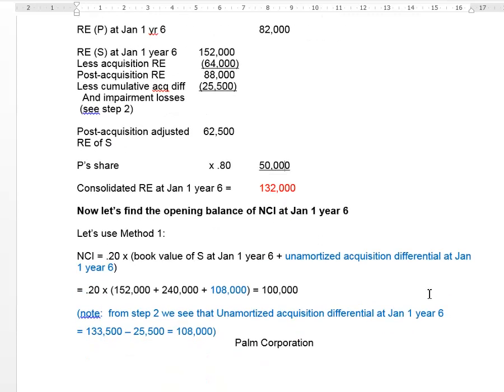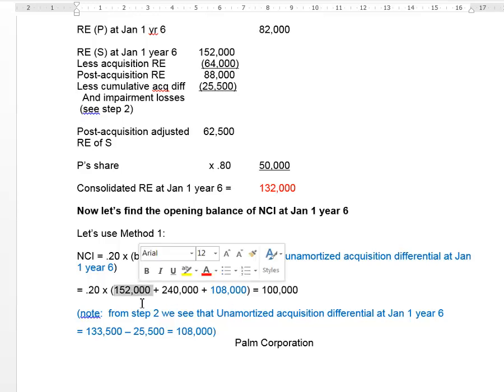Now, to complete the first line of the consolidated statement of changes in equity, let's have a look at calculating NCI at the beginning of the year. So what does that turn out to be? Well, let's use method 1. We know that NCI at any point in time is the NCI share times the book value of the sub at the date for which we're calculating our NCI, plus the unamortized acquisition differential at that same date, January 1 year 6.